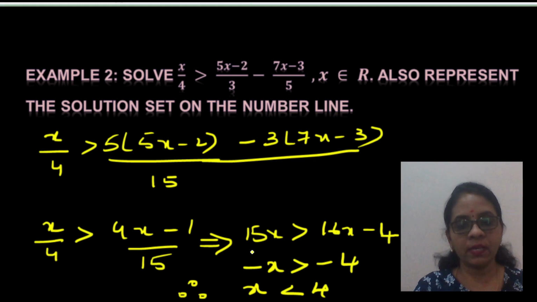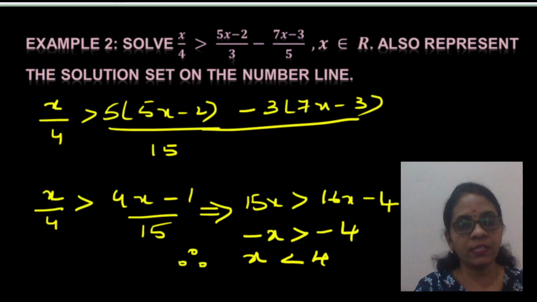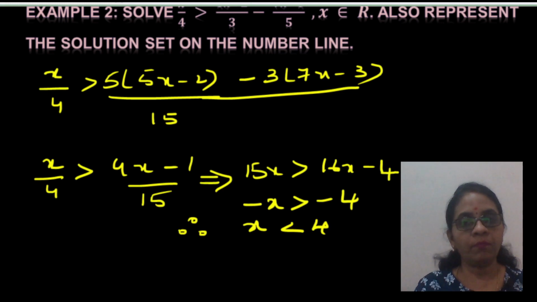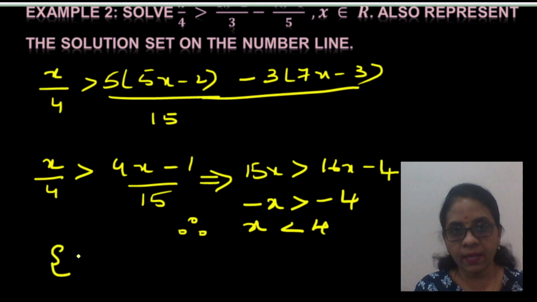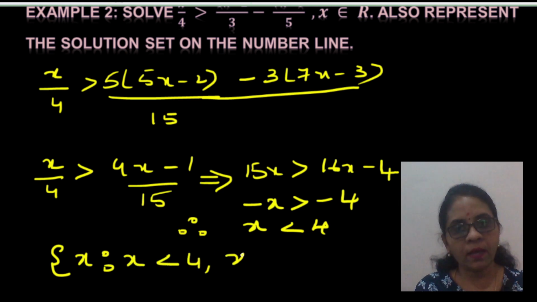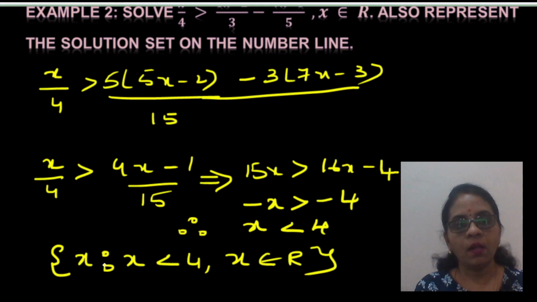I just now discussed how to write the solution set when you have real numbers. So here we go with the solution set. How do we write the solution set? We write it as, open the curly bracket, x such that x less than 4, comma, x belongs to R. Very simple, children. If you have any blocks, let them just dissolve. Open your curly bracket, write x, 2 dots, write the answer that you got, put a comma, x belongs to R.